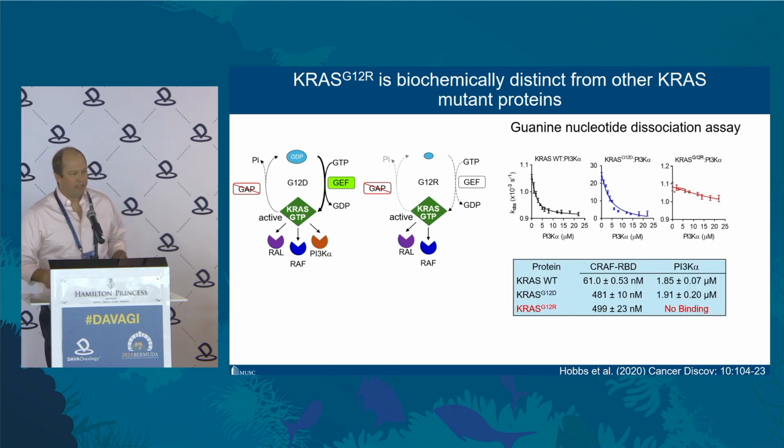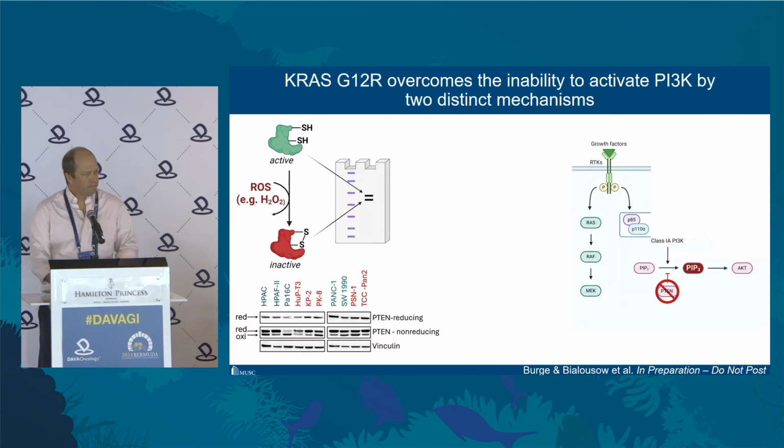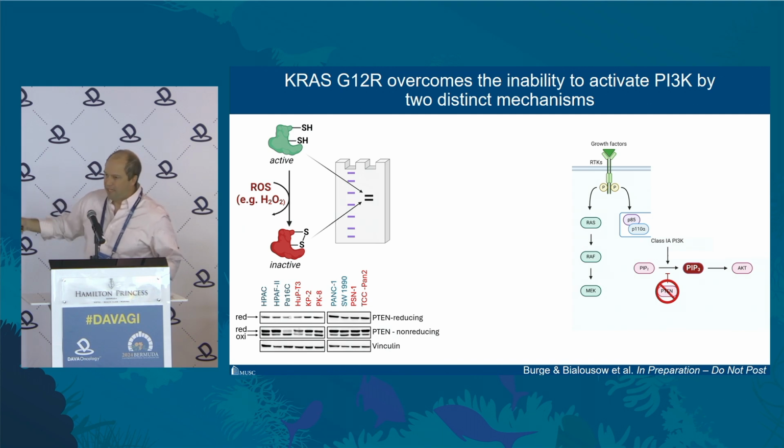I showed this earlier just to show that the defect of the structural differences manifests itself mostly, at least so far from what we've found, in the inability to activate PI3K. So how does G12R overcome this defect? We know the activation of the PI3K pathway is a necessary step for RAS mutant cancers, and there are about 3 different mechanisms. I'm going to highlight all of them very briefly that, we think, allow G12R to overcome this in pancreatic cancer. One of which is PTEN oxidation.